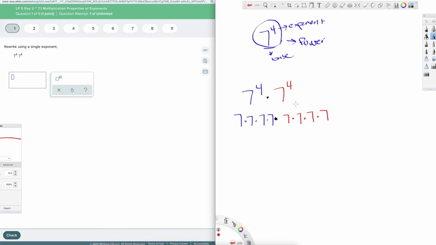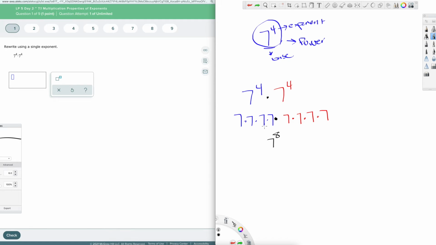So if I can write these 4 7s as 7 to the 4th power and these 4 7s as 7 to the 4th power, can't I look at the entire bunch together and say, well, how many 7s do I have total? And I could say, oh, well, I have 8 of them. My base is 7. And there we go, 7 to the 8th power.